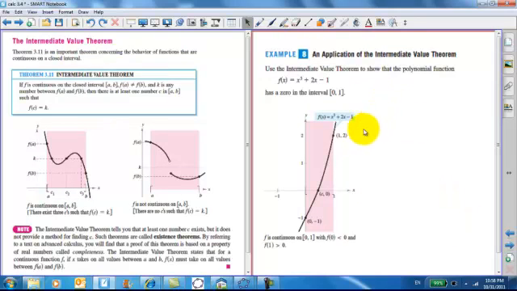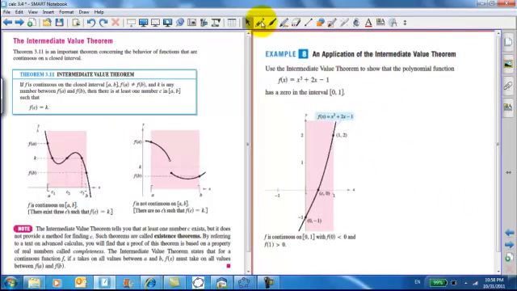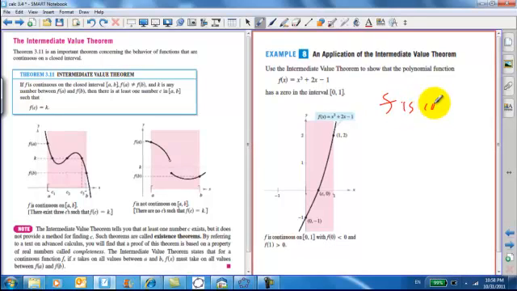And this is often used to show that you have roots between two things, because let's check out the conditions. Do we have the conditions for the intermediate value theorem here? First, f is continuous on this closed interval from 0 to 1. Yeah, it's a cubic. It's a polynomial function. It's everywhere continuous.